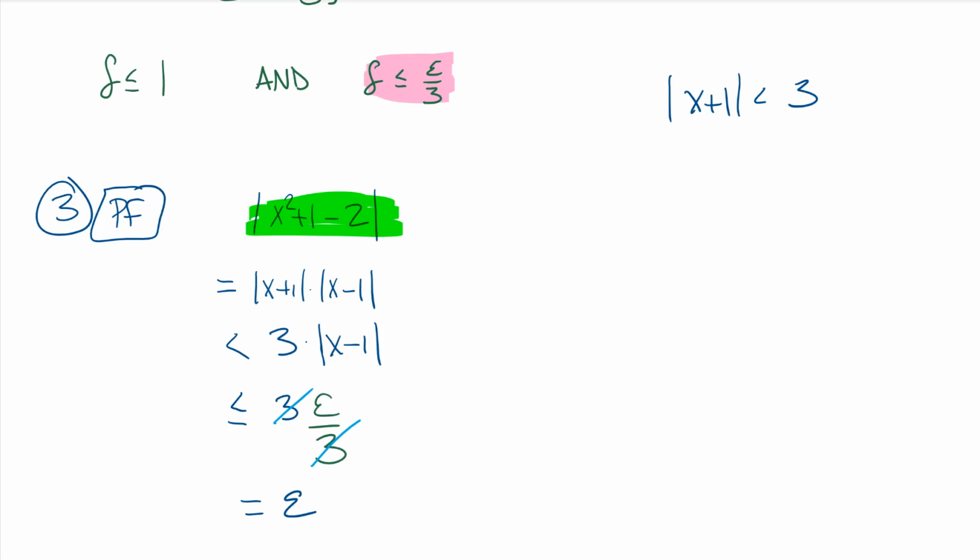Now we get to go, wow. Therefore, the limit as x tends towards 1 of x squared plus 1 is equal to 2. Do a little box or whatever your thing is. People make cats and do all kinds of other random things for their proof symbols.